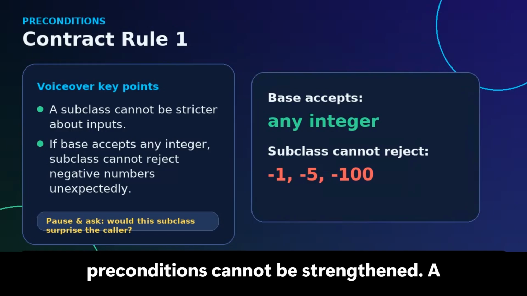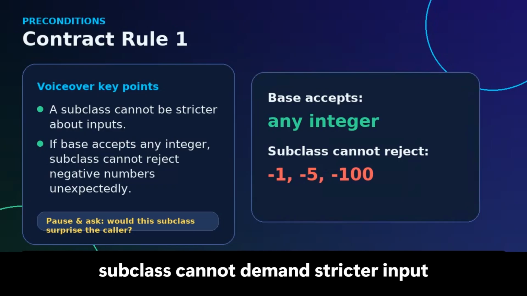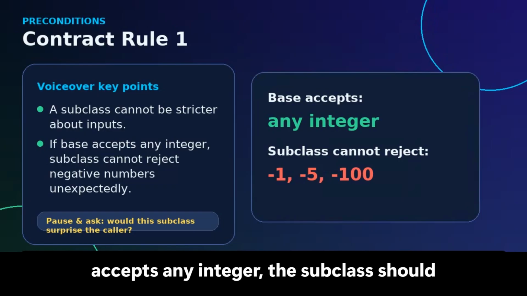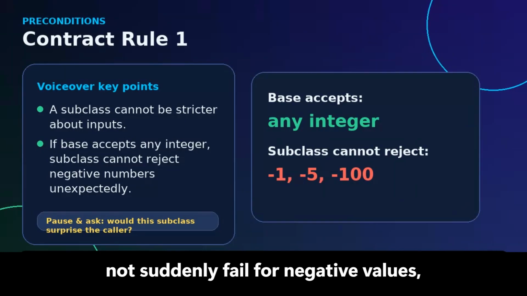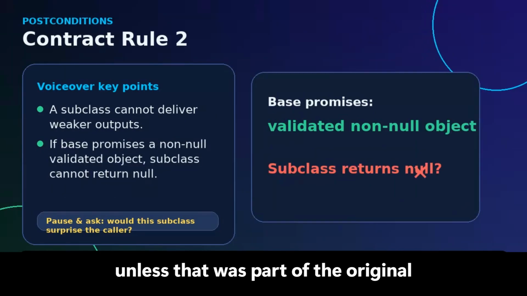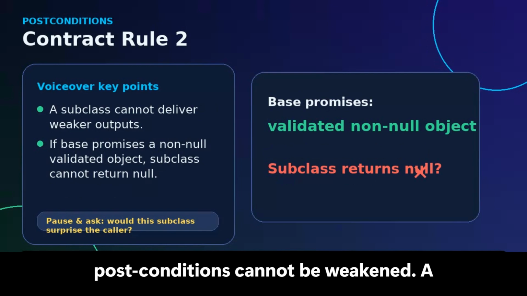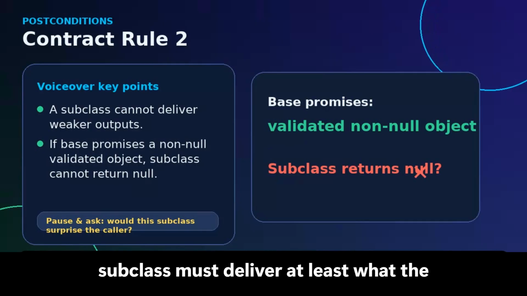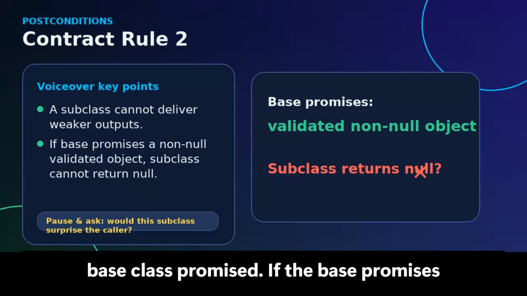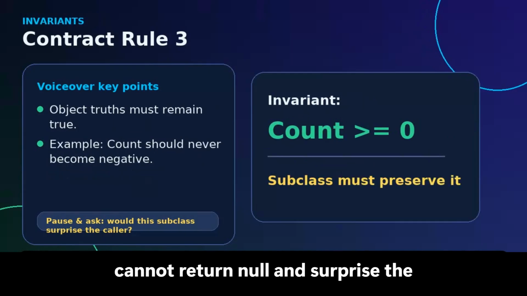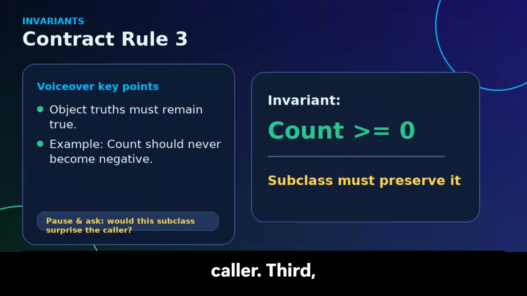First, preconditions cannot be strengthened. A subclass cannot demand stricter input than the base class. If the base method accepts any integer, the subclass should not suddenly fail for negative values unless that was part of the original contract. Second, postconditions cannot be weakened. A subclass must deliver at least what the base class promised. If the base promises a validated non-null object, the subclass cannot return null and surprise the caller.